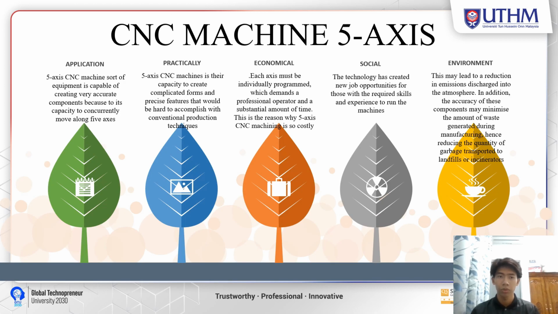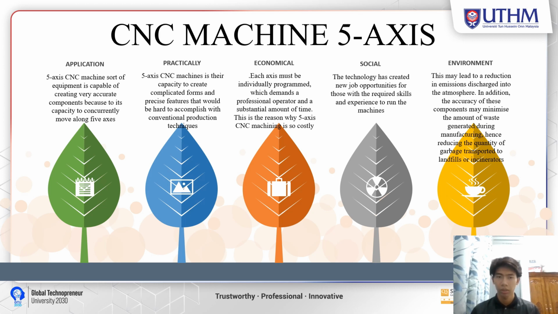For the last method that we use, the 5-axis CNC machine. In this application, the 5-axis CNC machine is a piece of equipment capable of creating very accurate components because of its capacity for motion along 5 axes. So it makes the piston more accurate. For the second one, practicality, the 5-axis CNC machine has the capacity to create complicated forms and precise features that would be hard to accomplish with conventional production techniques. So CNC machining is a suitable method to make the piston.